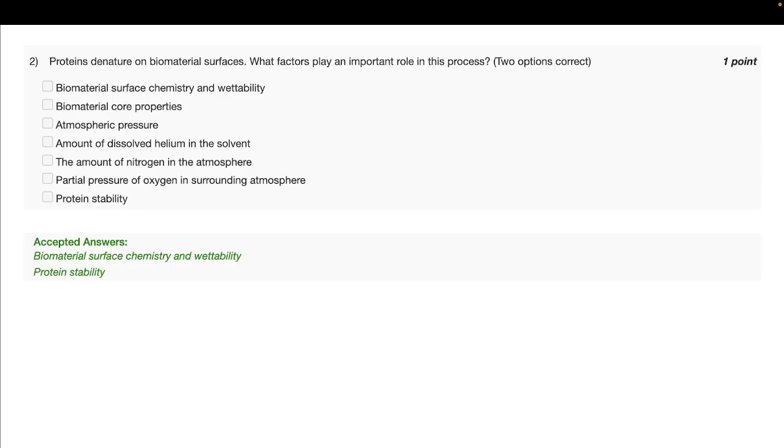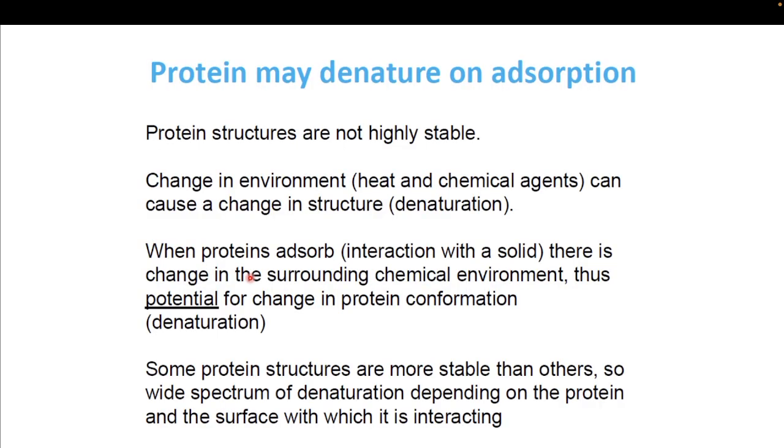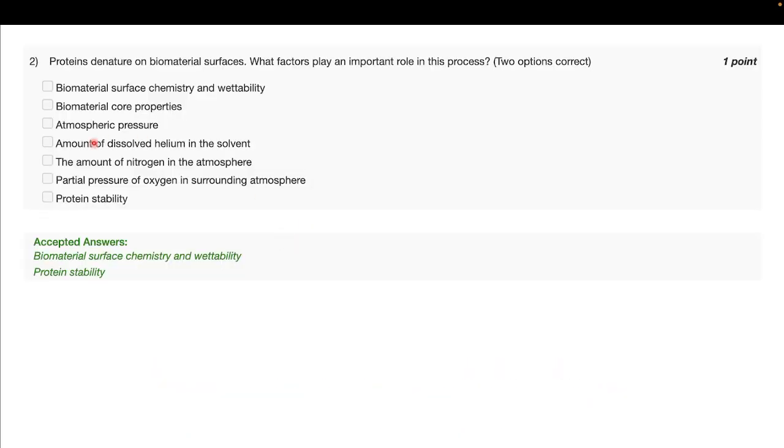Yeah, you are correct. So the factors that play an important role in protein denaturation on biomaterial surfaces is first of all your biomaterial surface chemistry and mutability. So you must have seen this slide in the lectures if you have followed. So proteins first of all are not very highly stable. So that is your last option here.